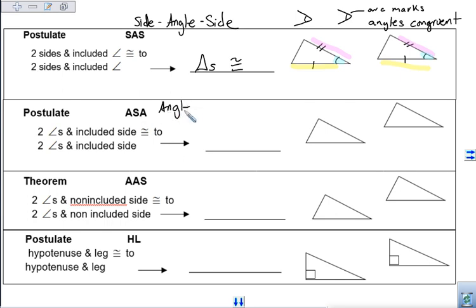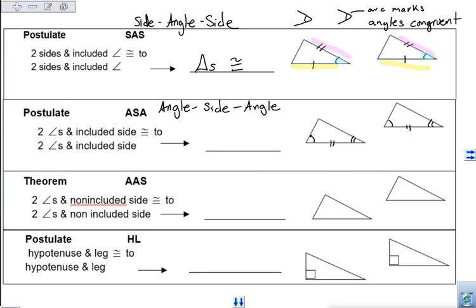Then we have angle, side, angle. So we have 2 angles and the side that is included by those 2 angles, the side that is being made by those 2 angles. What that would look like is something like this. So you have one set of angles marked as congruent. You have a second set of angles marked as congruent. And you have the side that is being made by those 2 angles marked as congruent.